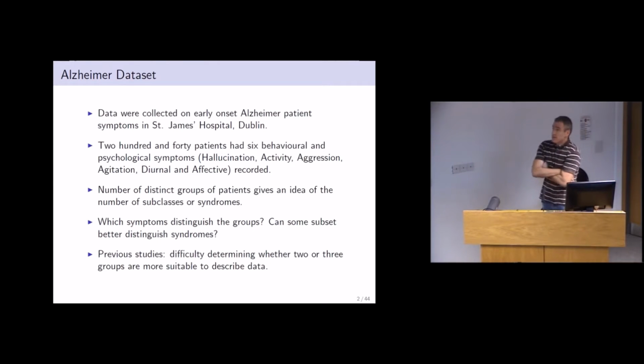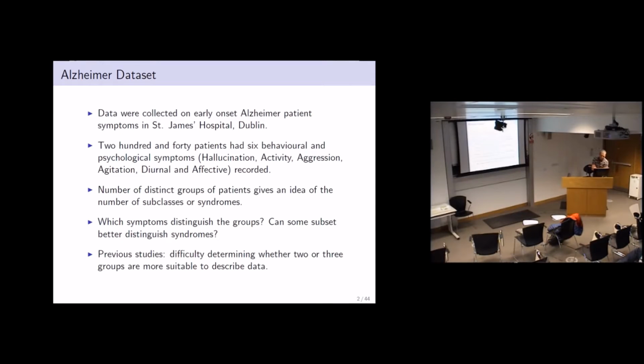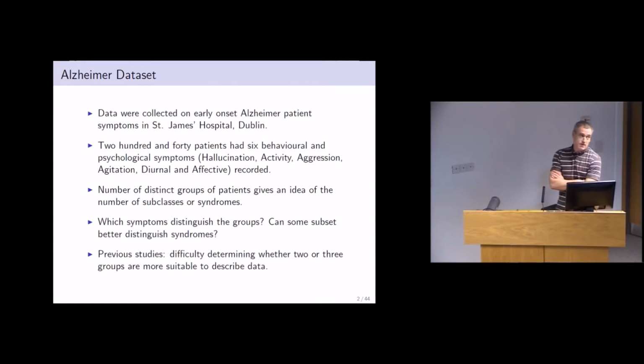I'm going to talk about two data sets just to motivate the work. The first one is a nice small data set that I got from Cathal Walsh, who gave a seminar here a few months ago. It's a data set looking at early onset Alzheimer's disease patients in St. James's Hospital in Dublin. There are 240 patients, and for each we have the presence or absence of 6 different symptoms: hallucination, activity, aggression, agitation, diurnal, and affective.